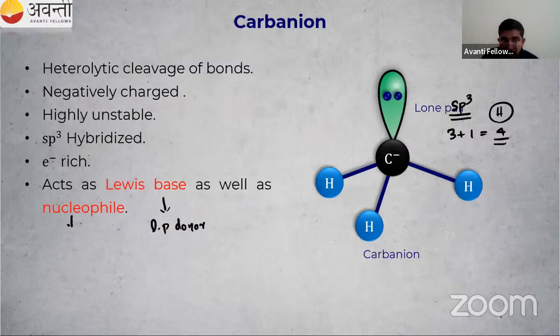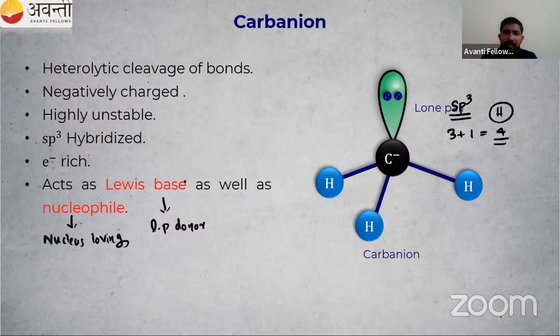So it is nucleus loving. Nucleus loving means positive charge. It has a negative charge, so it wants a girl with a positive charge. Okay, so it is a nucleophile. It is acting as a Lewis base. So this is all about carbanion.